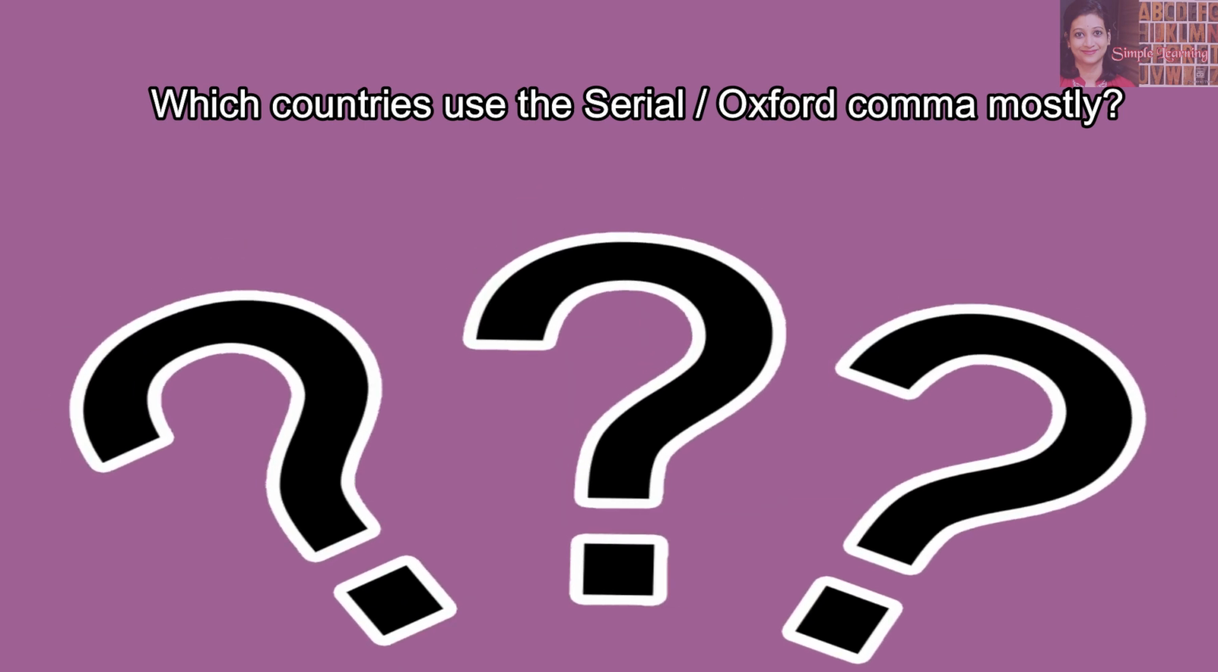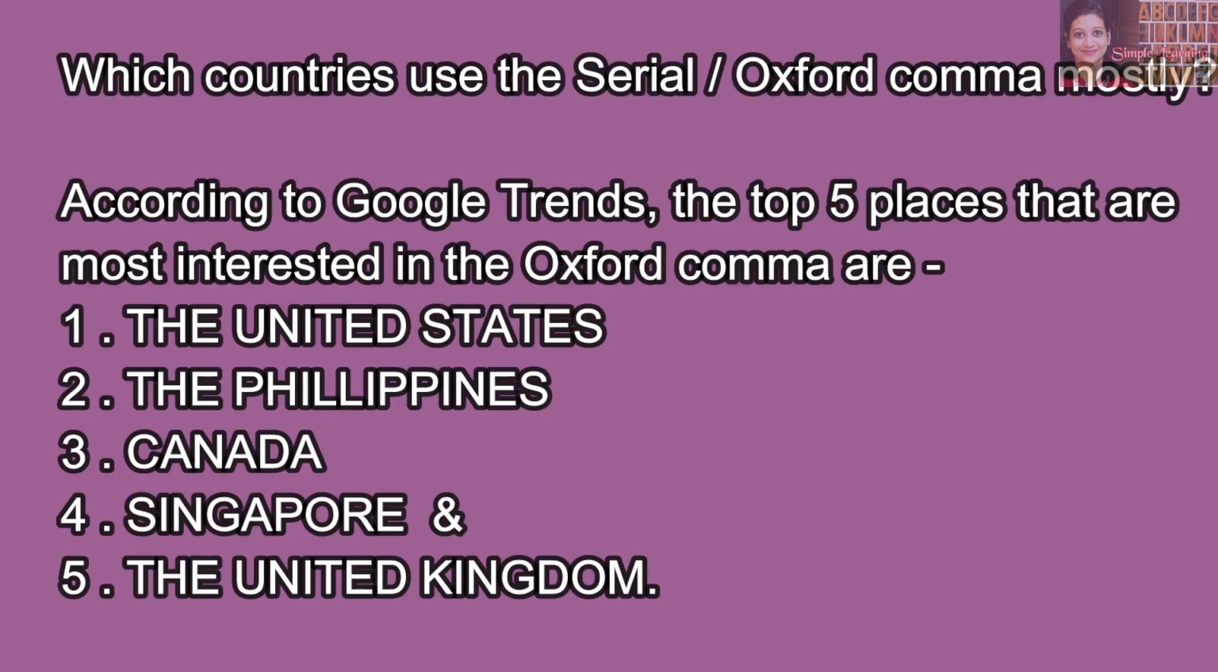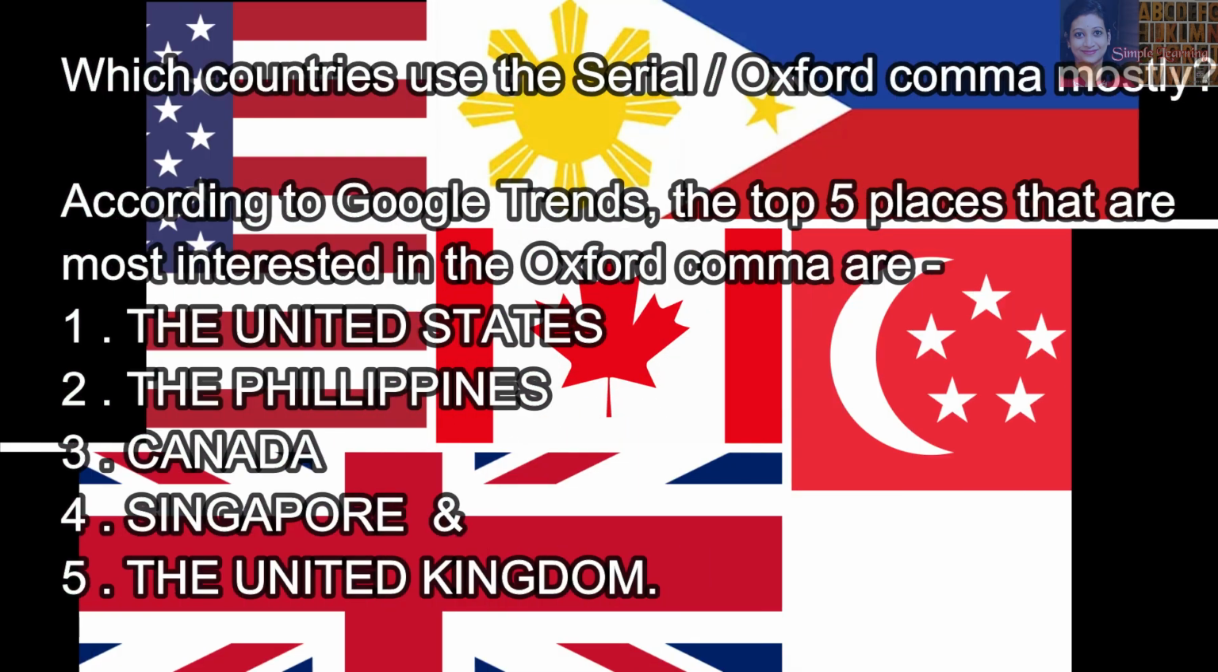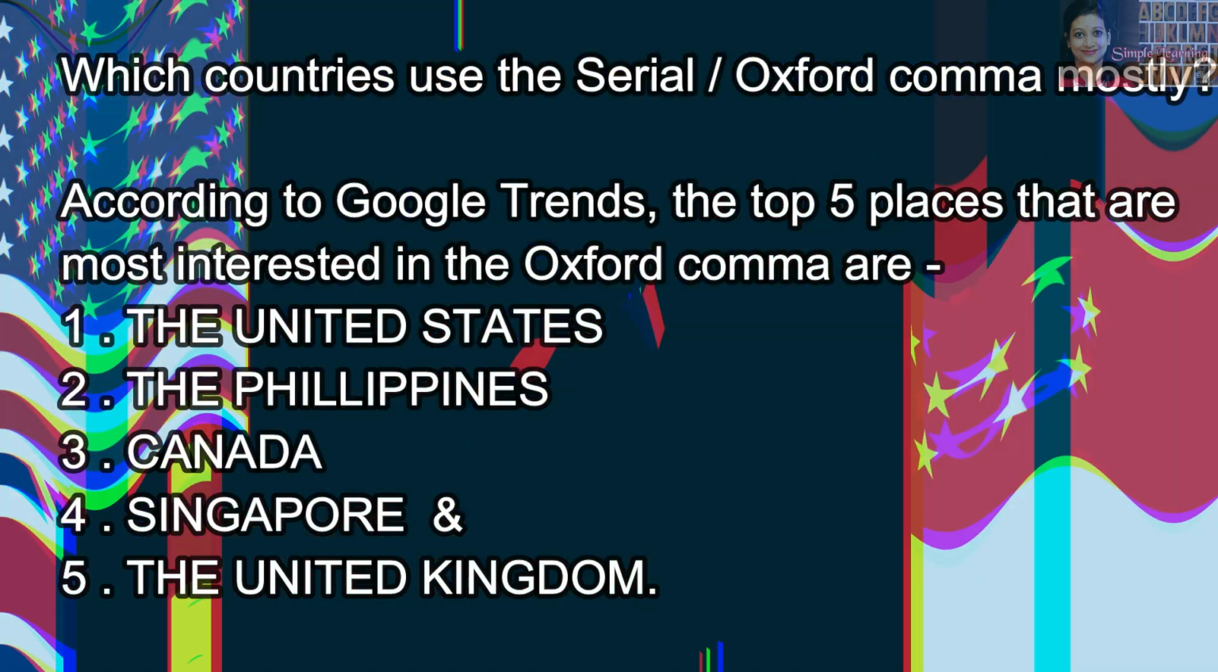Next, number 3. Which countries use the serial comma or Oxford comma? Actually, using the serial comma is typically a personal choice. The United States topped the chart of Oxford or serial comma lovers. According to Google Trends, the top 5 places that are most interested in the Oxford comma are the United States, the Philippines, Canada, Singapore, and the United Kingdom.